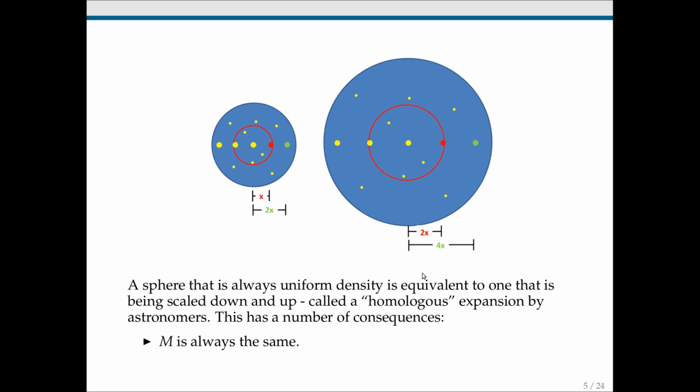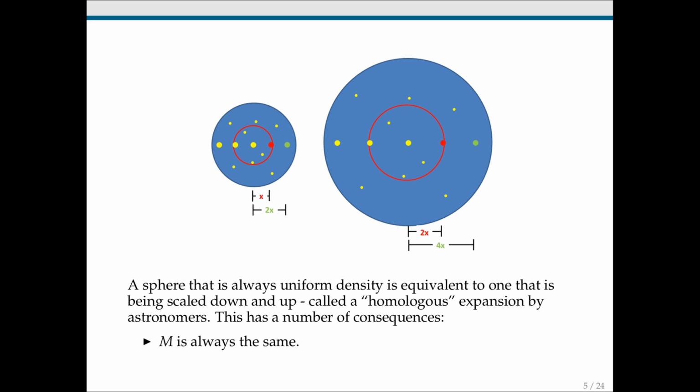On the right, the universe is expanded by a factor of 2. The overall structure of the universe is identical between the one on the left and the one on the right, except all the distances between particles have increased by a factor of 2. We get the same effect if we just took this universe and zoomed in on it. Astronomers describe this sort of expansion as a homologous expansion. What are the consequences of this sort of expansion?